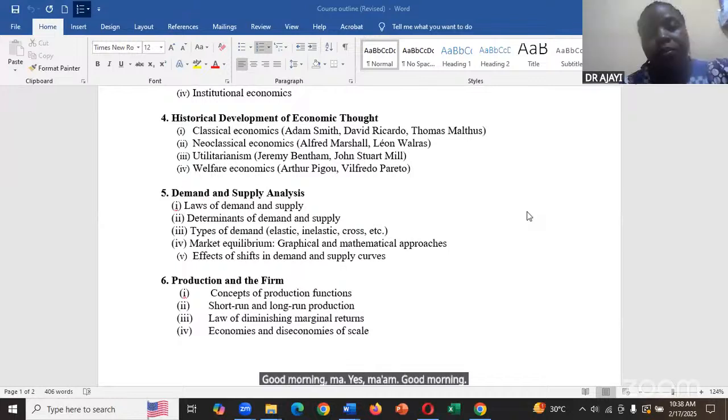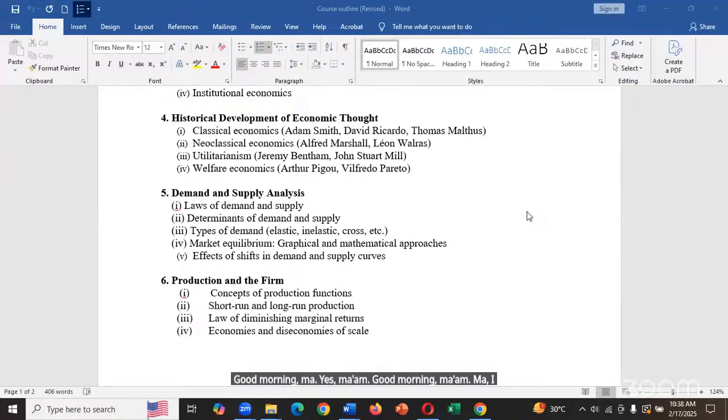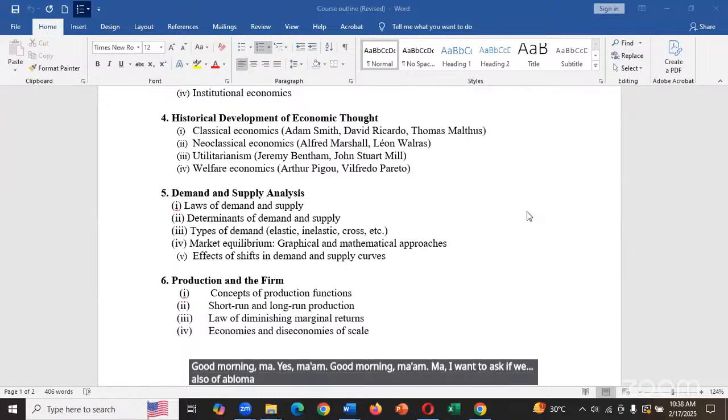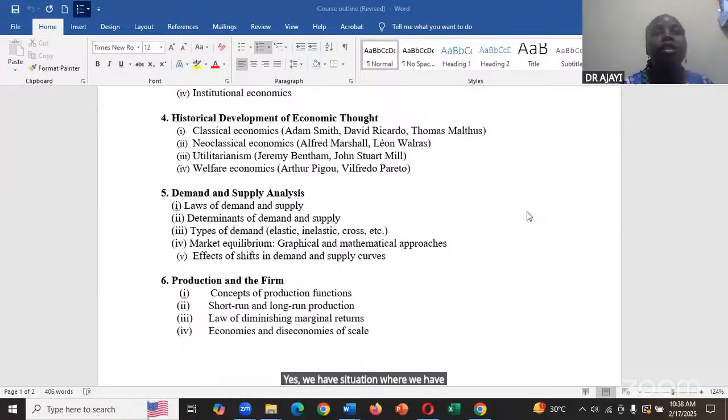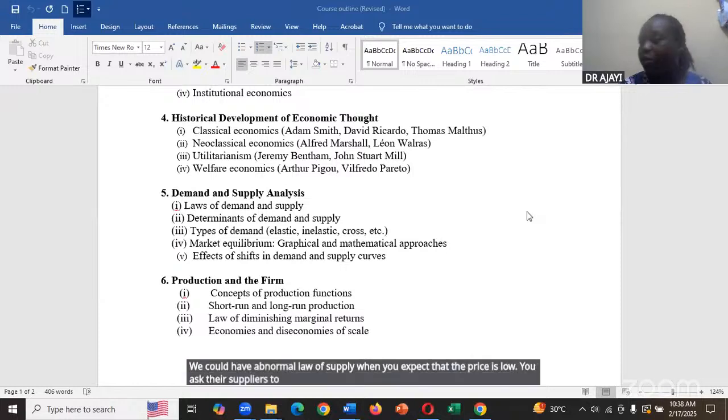Ma, I want to ask if we also have abnormal law of supply. Yes, we have situations where in some cases we could have abnormal law of supply, when you expect that the price is low, you expect suppliers to supply low, but they still supply more. It depends on their revenue goal or what they want to target for their revenue.